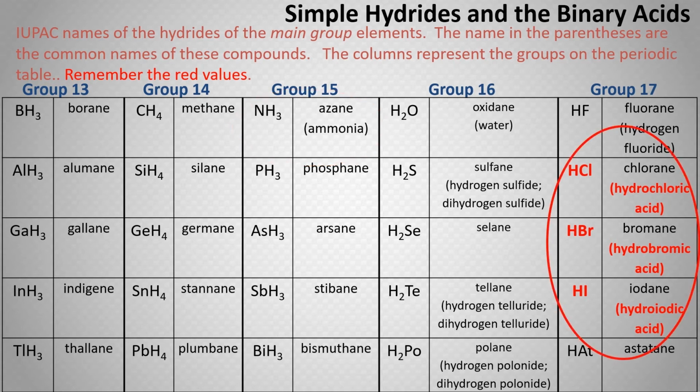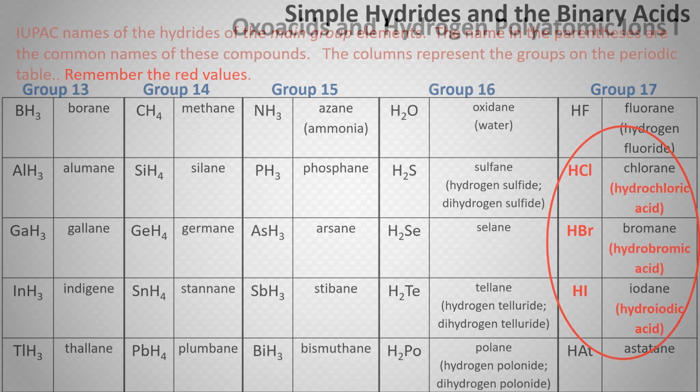Now the acids in the group 17 column marked red in bold, you do need to know because they are common chemicals in most laboratories. These are called the binary acids. Now obviously when these compounds are in water, they turn the water acidic and will make the water conduct electricity.